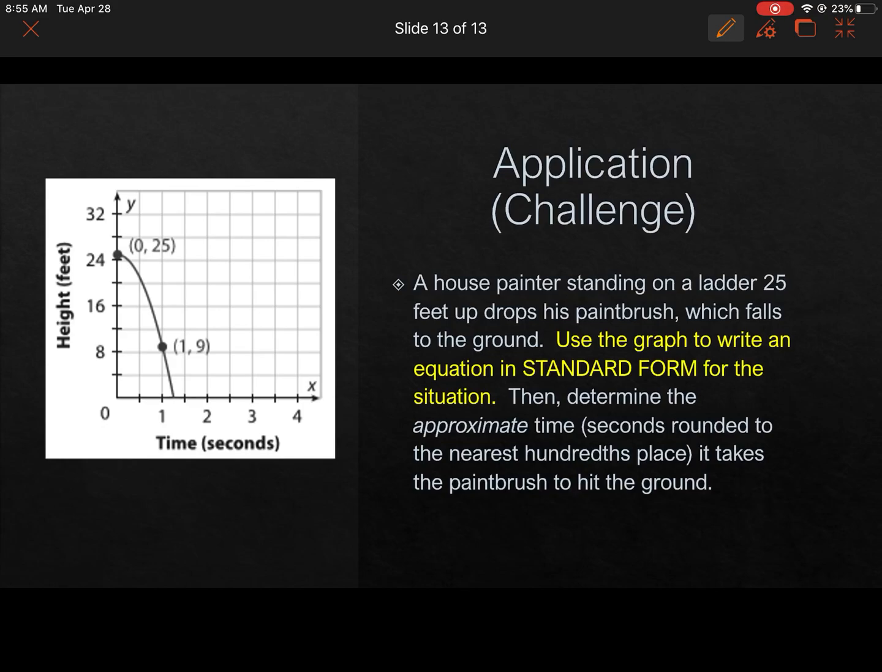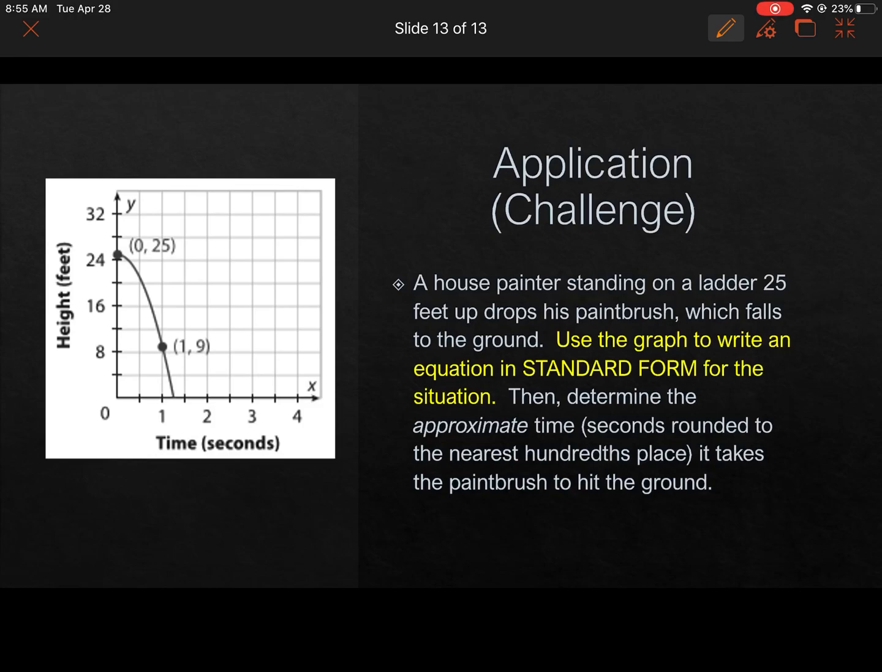All right, so here's the scenario. House painter standing on a ladder, 25 feet up, drops his paintbrush, whoops, falls to the ground, as that's how gravity works. Use the graph to write an equation in standard form for this situation. I will give you one small hint. Don't try writing it in standard form until you create it in vertex form first.